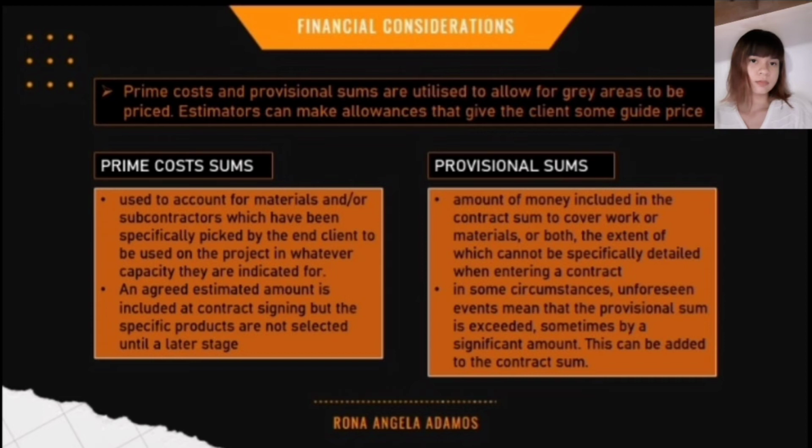Provisional sums are amounts of money included in the contract sum to cover work or materials or both, the extent of which cannot be specifically detailed when entering a contract. In some circumstances, unforeseen events mean that the provisional sum is exceeded, sometimes by a significant amount. This can be added to the contract sum.